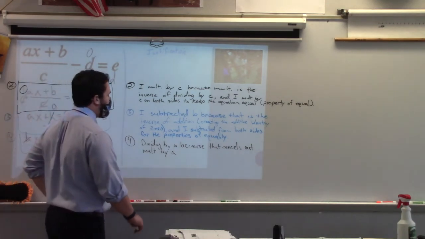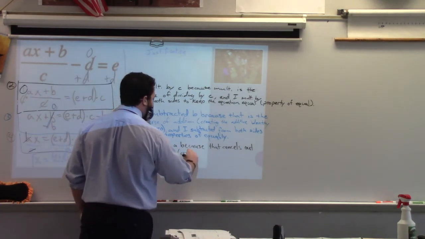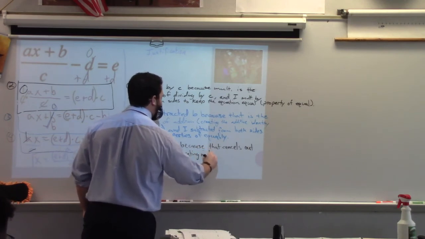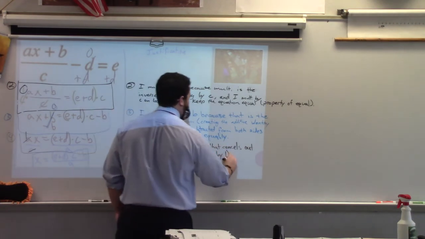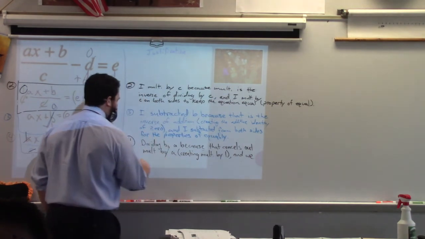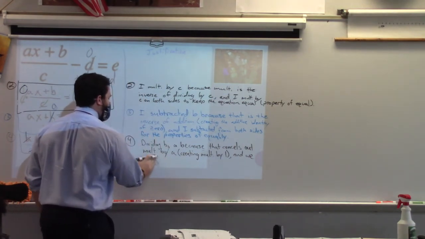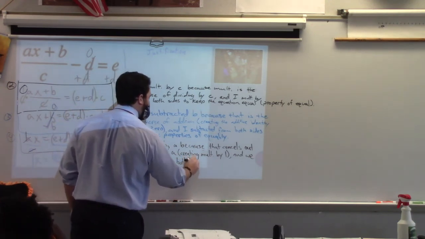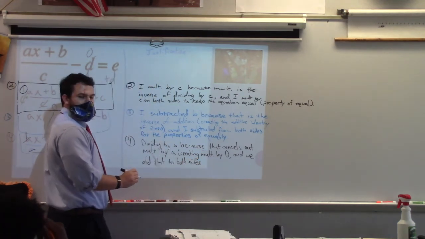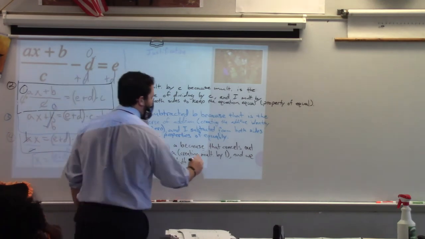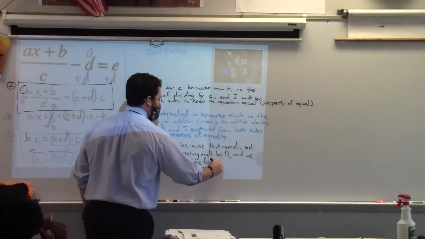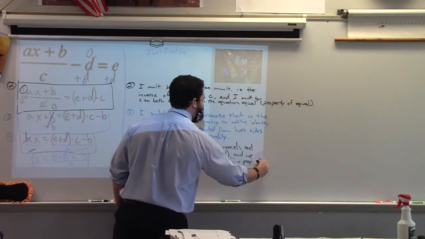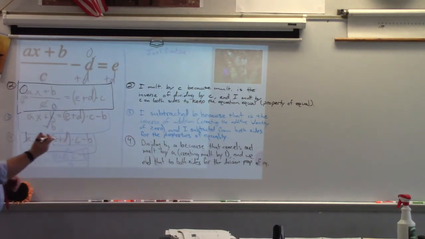So dividing by A, because that cancels out multiplying by A, right? That's creating multiplication by 1. And we did that to both sides. You said by the properties of equality? Yes. Which property of equality are you using there? Division. Yes, just the division property of equality. So we want to notice all of that.